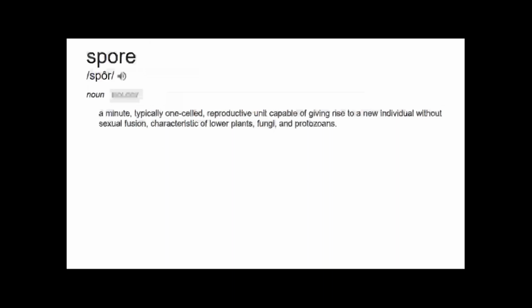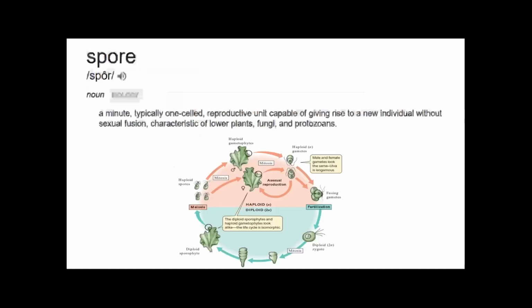So a spore is a minute, typically one-celled reproductive unit capable of giving rise to a new individual without sexual fusion, characteristic of lower plants, including the bryophytes and mosses, fungi, and protozoans. So how is a spore different than a sperm cell or an egg cell, that is, a gamete? How is a spore different from a gamete? Well, the difference is that a spore, like a gamete, is haploid, but unlike a gamete, a spore can reproduce its numbers of cells even in that haploid state.